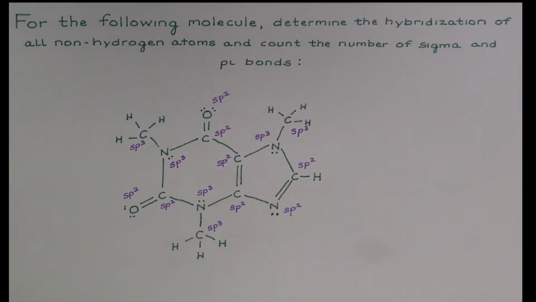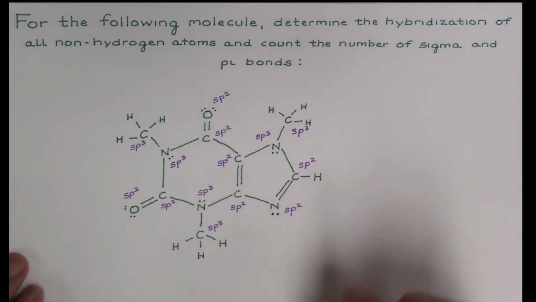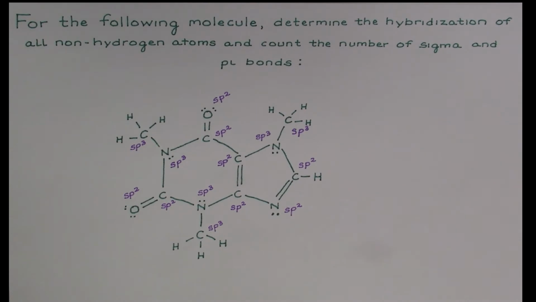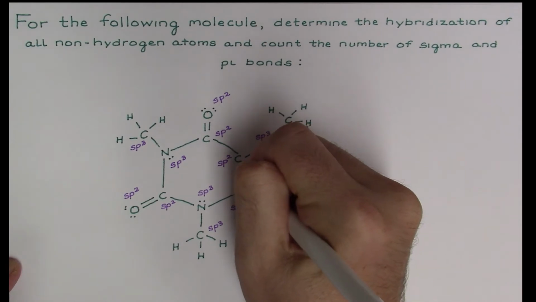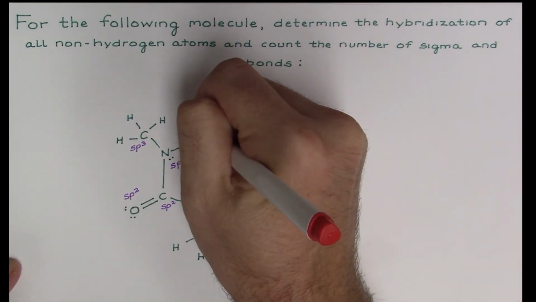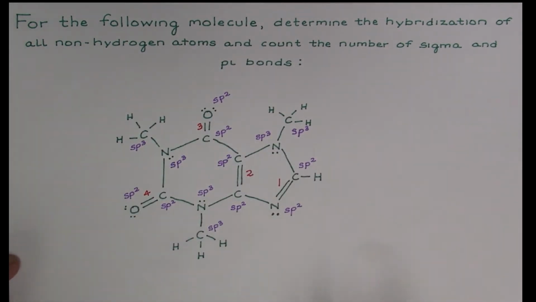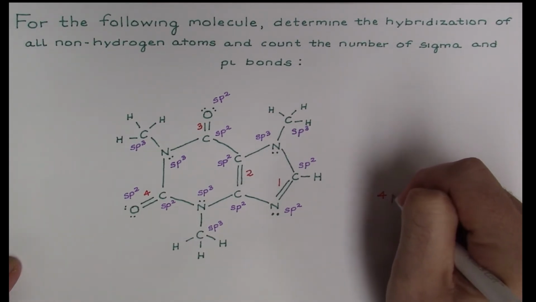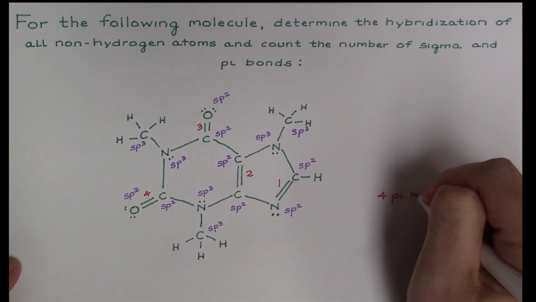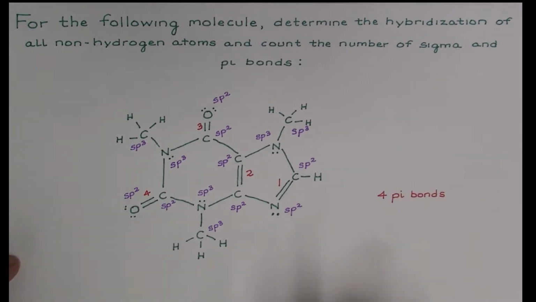So now that we've determined the hybridization for all of our non-hydrogen atoms, we must count the number of sigma and pi bonds. The best place to start is the pi bonds. Remember, any multiple bond must be created by a pi bond. So the carbon-nitrogen is 1, our carbon-carbon is 2, our carbon-oxygen is 3, and finally our other carbon-oxygen is 4. There are 4 pi bonds in our molecule of caffeine. If we were to have a triple bond, we would need to count 2 pi bonds for each.